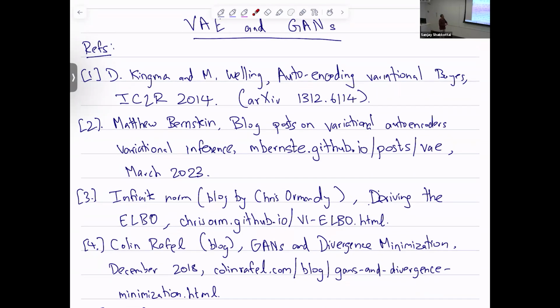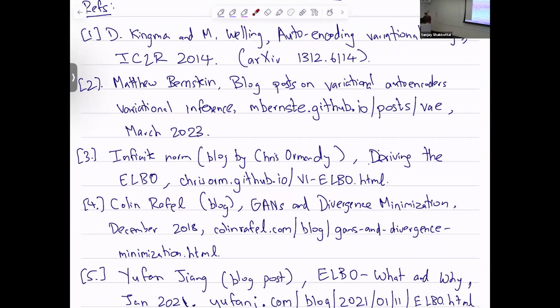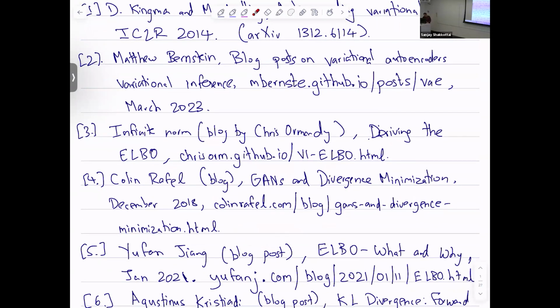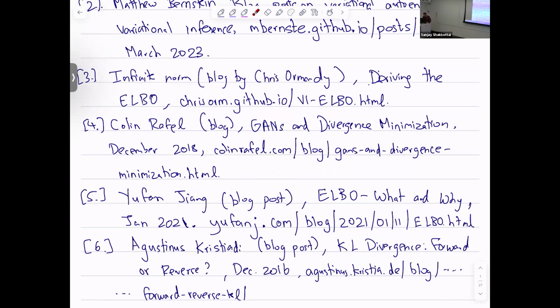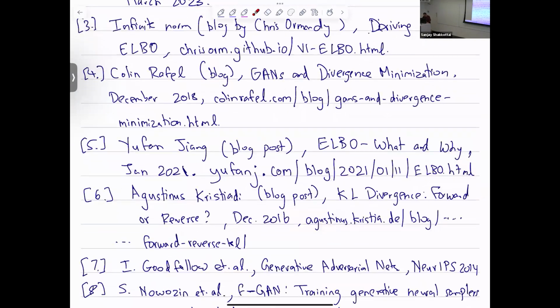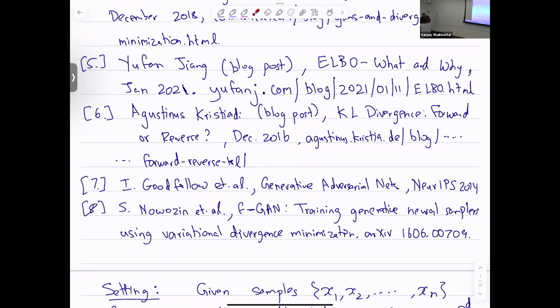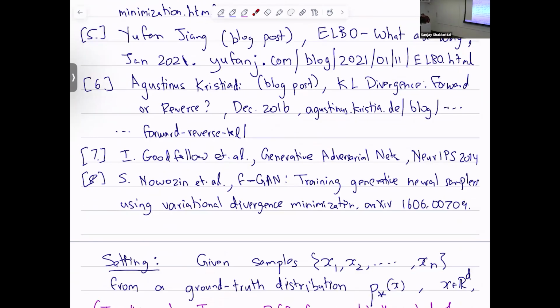Okay, the material I'm talking about is taken from a variety of sources. Of course, the paper by Kingma and Welling, but also, given the importance of this topic, there are so many blogs on this. Some of the blogs I really liked were Matthew Bernstein's, Chris Ormandy's, Colin Raffel's, which were very informative, Yufan Jiang, Augustus Odena, and so on. I've put the references in the links. They give you more details than what I have here. And for the GANs, I'm drawing on Goodfellow et al.'s paper and Nowozin and others, along with these blogs.